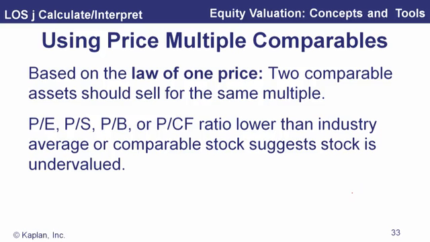So how do we use those? Well, it's based on what we call the law of one price. If two firms are comparable or two assets are comparable, they should sell for the same multiple. So if we have a PE or price-sales ratio or whichever ratio lower than the industry average or a comparable stock or a peer group of stocks that you've constructed for comparison purposes, that would suggest that the stock is undervalued.